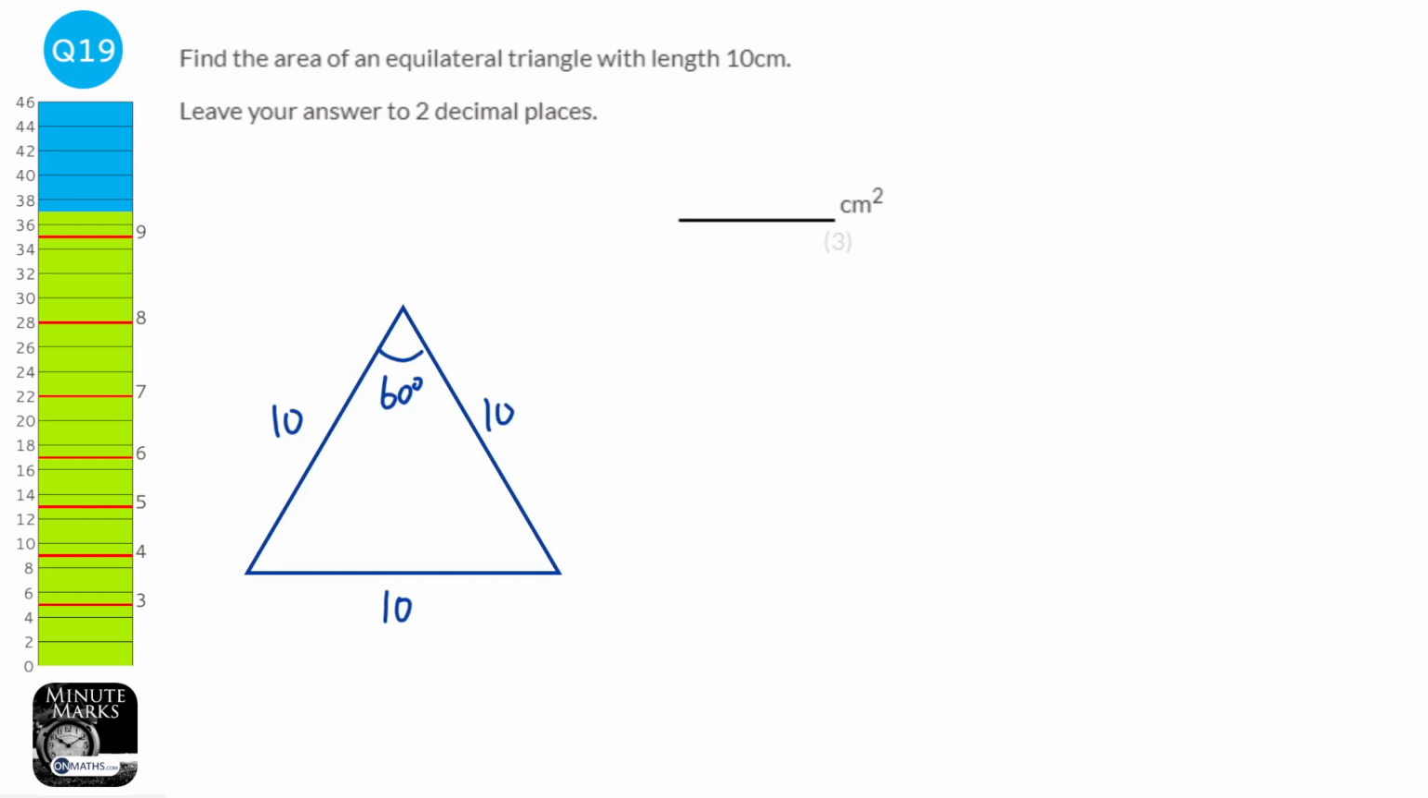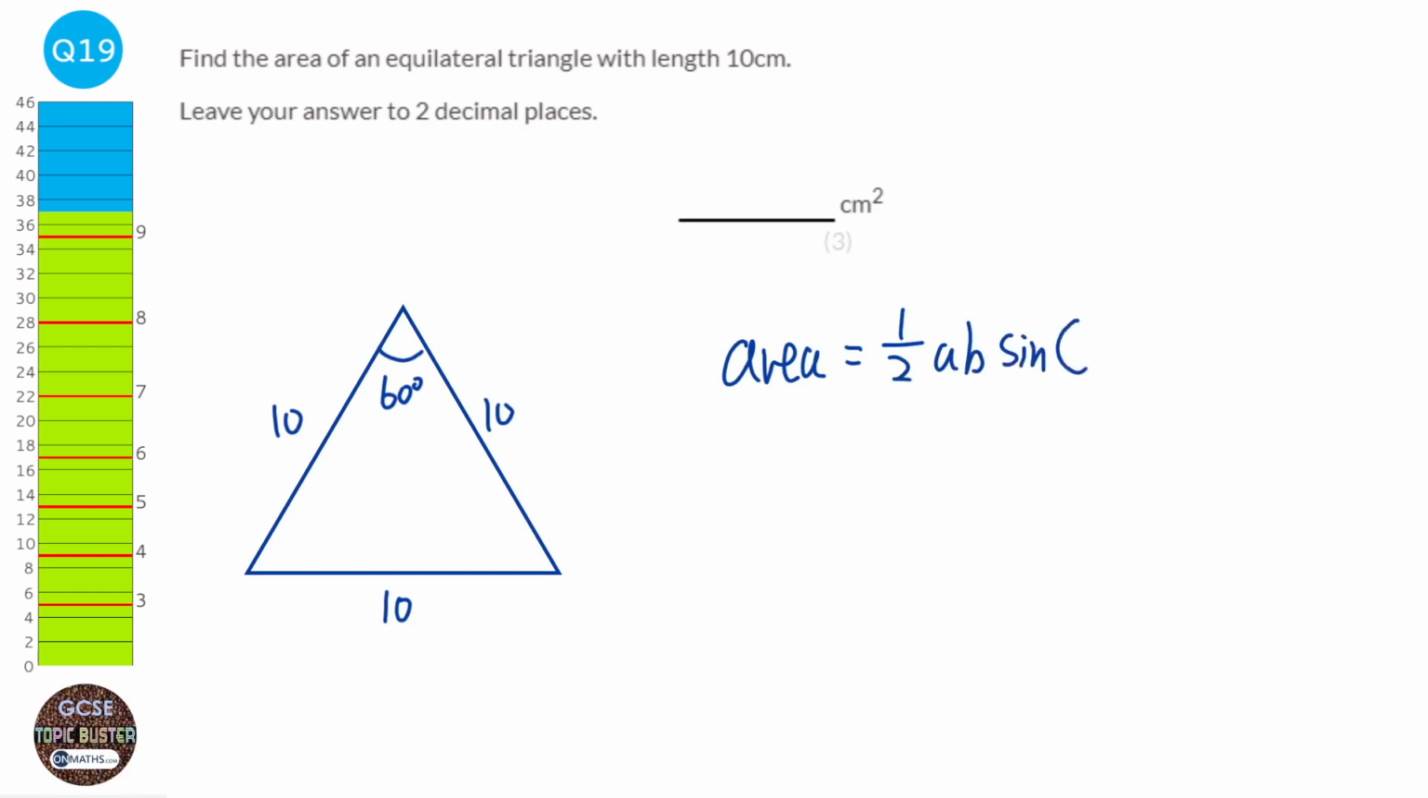And we know that to find the area of a triangle, we can use this formula here, which is half ab sine capital C. And if we have a look at this diagram, we can label the sides. So I'll call this angle C, and little c here, and little a here, and little b here.